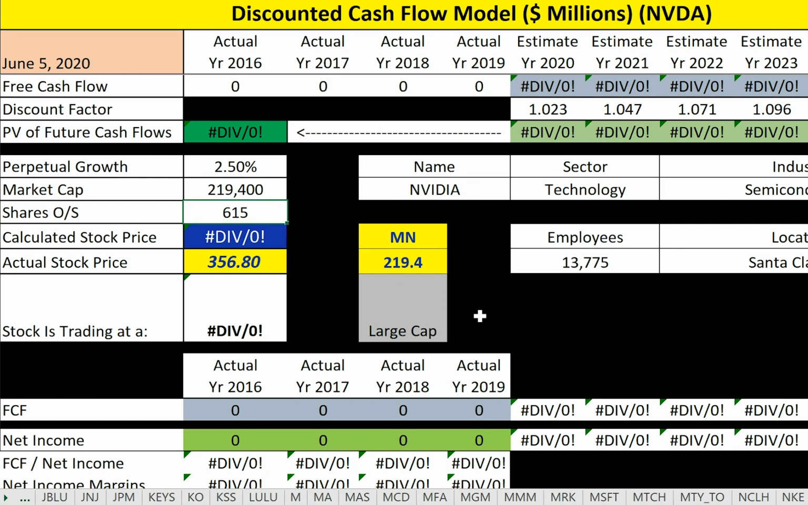To calculate the intrinsic value of the stock, we estimate the future free cash flows of a company, then discount those numbers back to today's value. That way we have the value for the entire company. Then we take that number and divide it by the shares outstanding, the 615 million. And that gives us the intrinsic stock price. And we're going to compare it to the actual stock price to see if it's a buy or a sell.